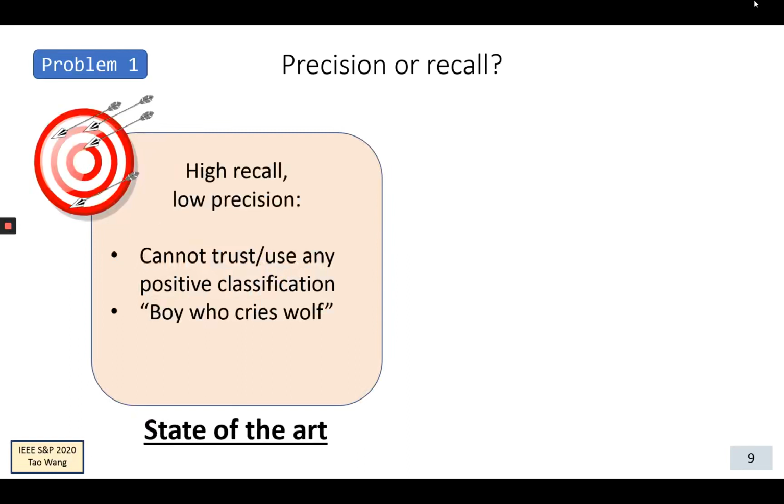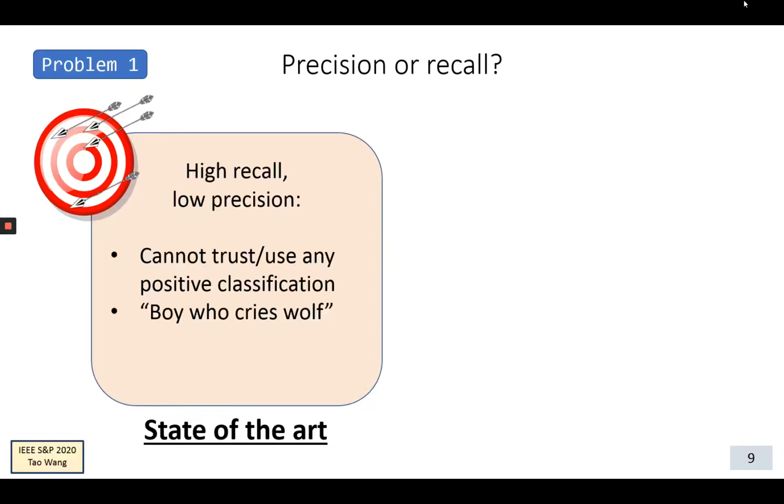Previous work achieve high recall, and our results show that they don't achieve good precision. So state of the art is high recall, low precision. For website fingerprinting, this is not really a good state because think about the boy who cries wolf, for example.